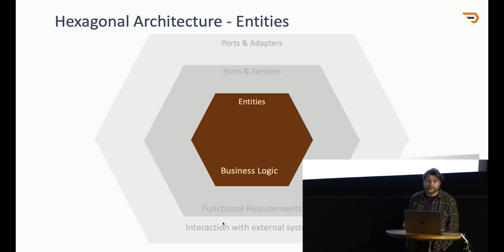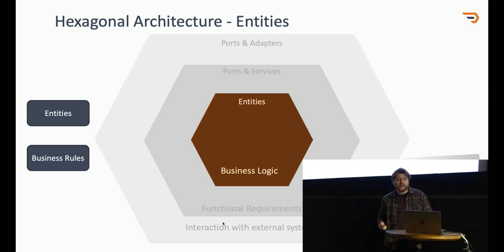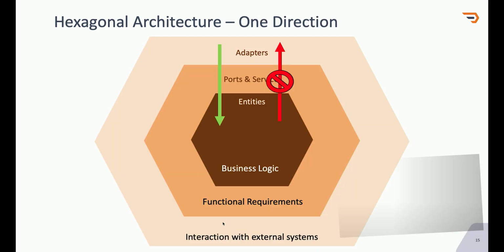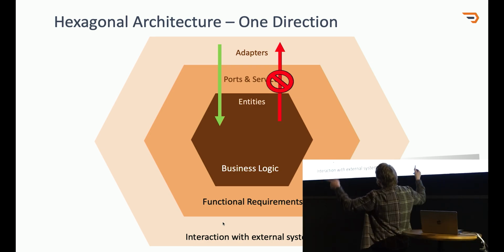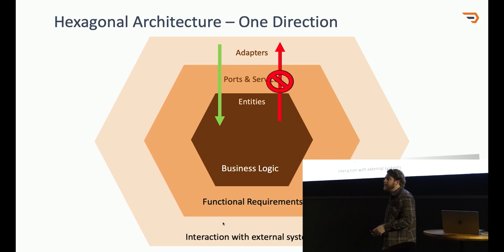Thank you for asking. So, we've got our hexagonal architecture. And there's one very important thing about this architecture. Why does it work well and why should we do it? Well, there's this rule in hexagonal architecture that you can only go from the outside in. So the outer layer knows about the inner layer, but the inner layer doesn't know about the outer layers.